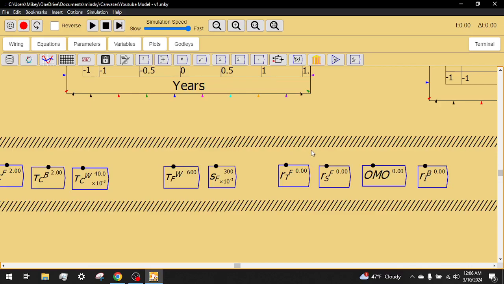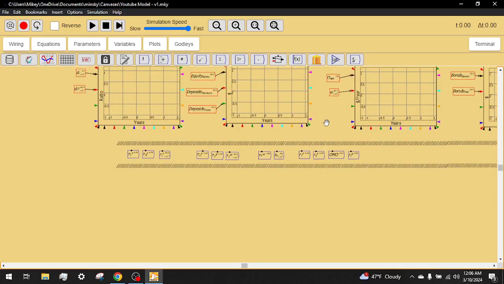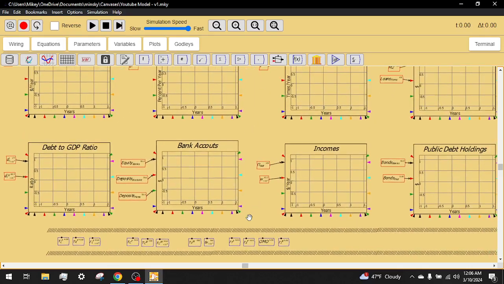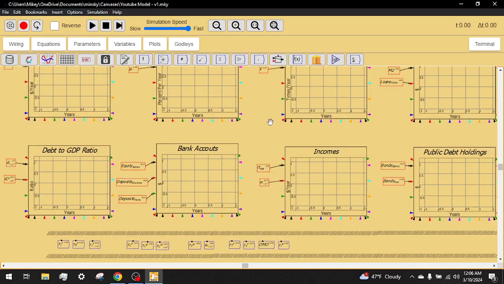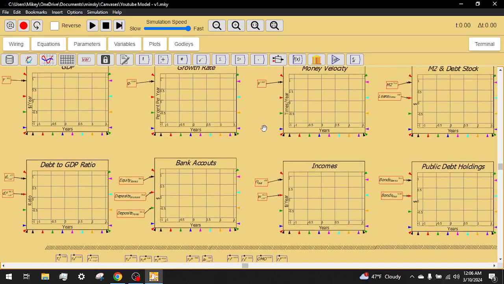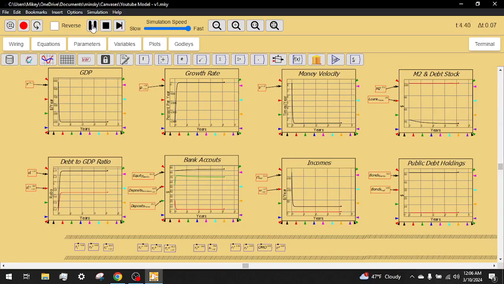All right, so let us go ahead and see what happens when we run this simulation. Essentially it's just a fully private economy because there's no government activity taking place. We saw that the economic activity is primarily driven by the rate of lending and repayment and the consumption taking place. So let's go ahead and drag this up just a little bit, zoom out just a little bit, and press play and see what happens.